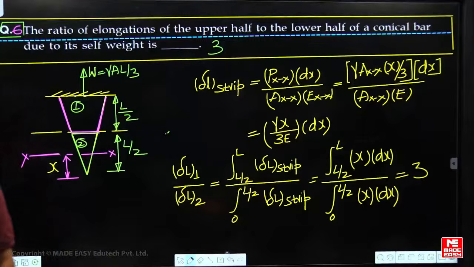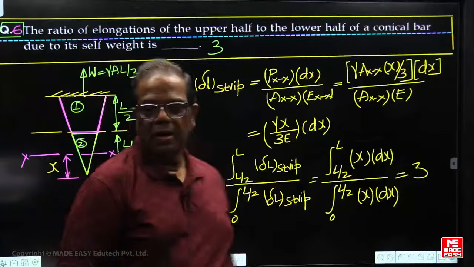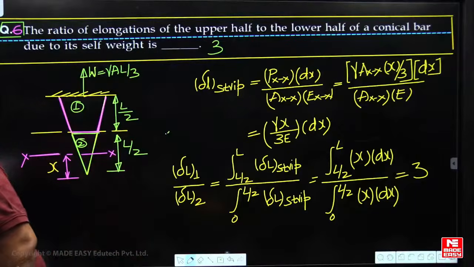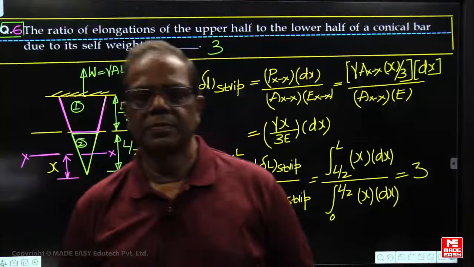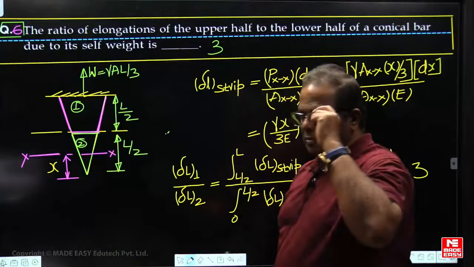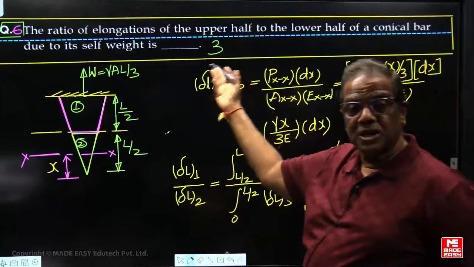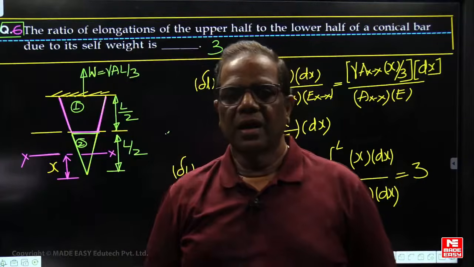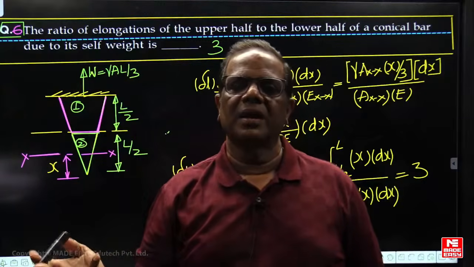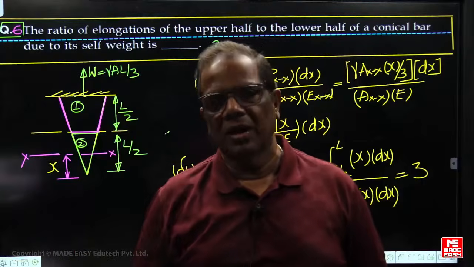You do it any way, the answer should remain the same. If elongation is asked, obviously you have to assume it is a vertical conical bar. If it is a horizontal conical bar, then it will become a what now? UDL will apply.